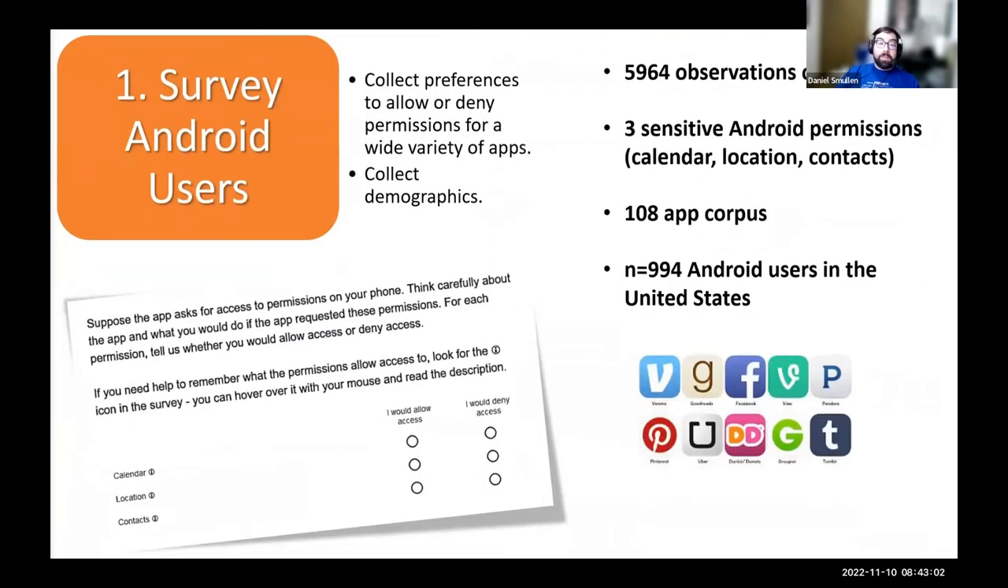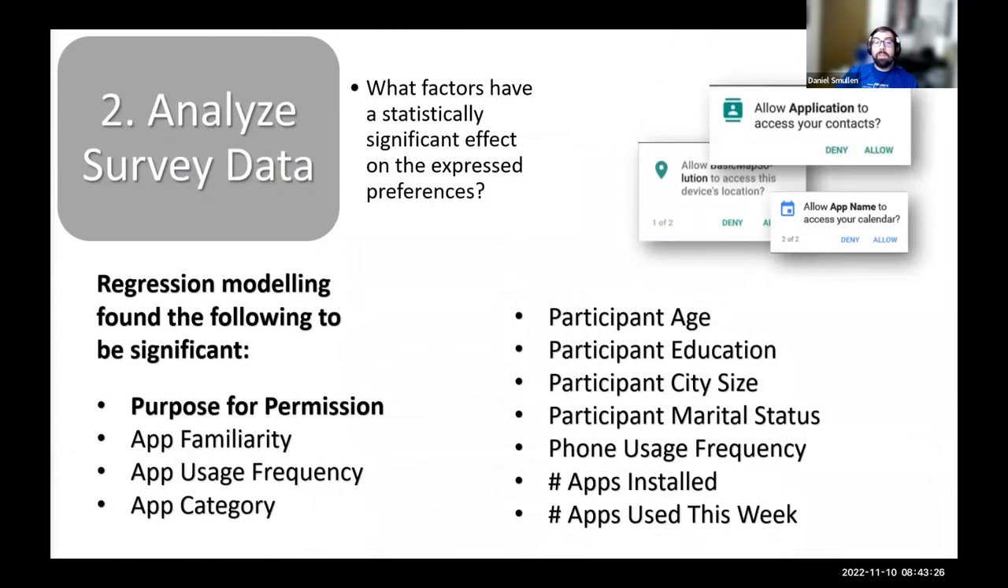So this is what the survey looks like. It's really quite simple, but we had to collect a lot of preferences. In total, we crowdsourced almost 6,000 observations of preferences. It took a few weeks to do this. We covered 108 apps. This was done in 2019, so it's fairly recent, but obviously apps change. This is the kind of thing you'd probably have to do over and over again. We got nearly 1,000 Android users in the US, so this was a successful program. By the way, we didn't analyze every single permission out there. We focused on only three because we didn't have infinite resources for this.